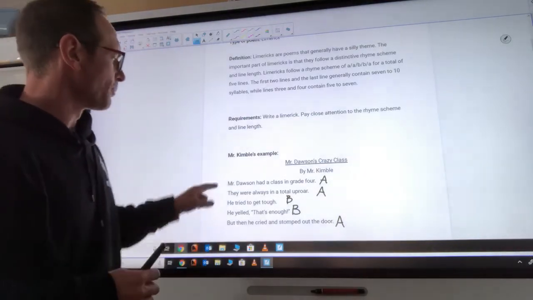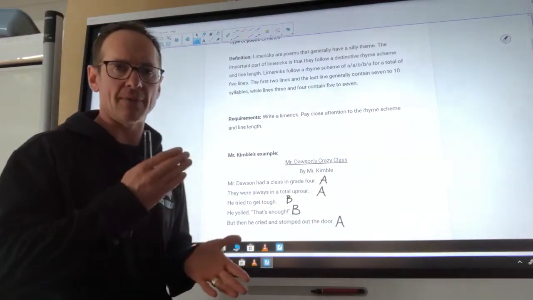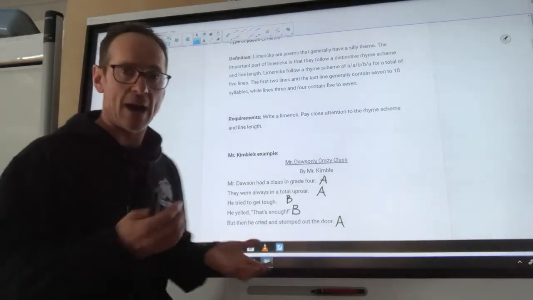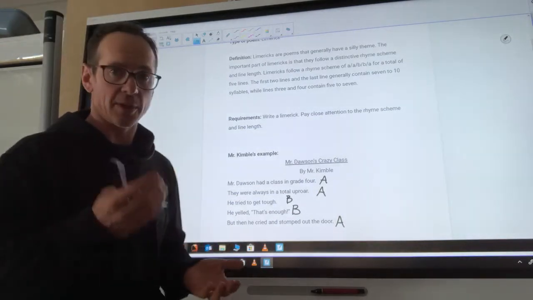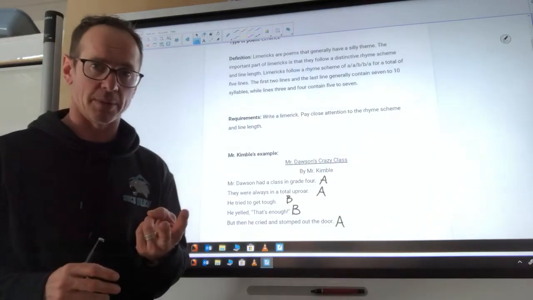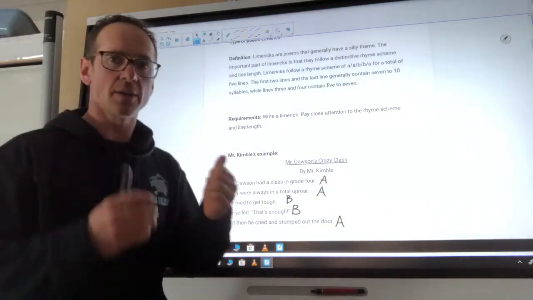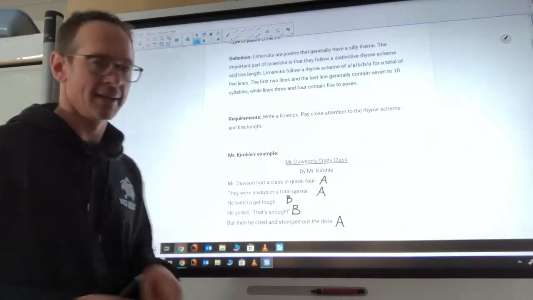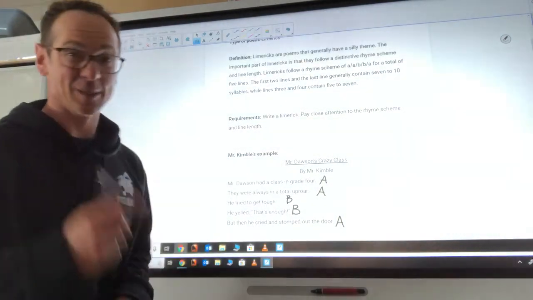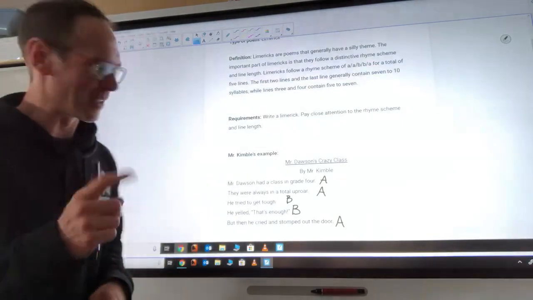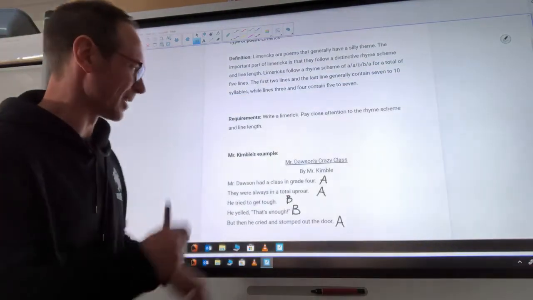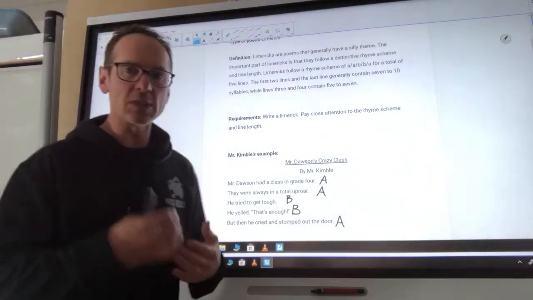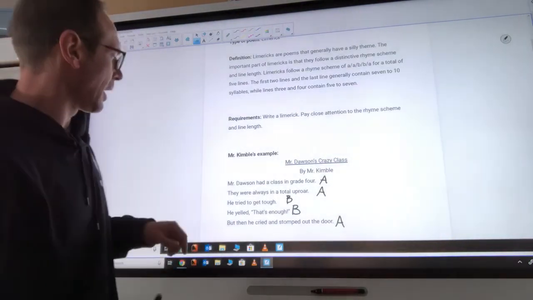Now, a syllable is what we get when we have a different sound within a word that contains a vowel, right? So Mr. would be Mr., 2 syllables. Dawson, 2 syllables. Had, that's 1 syllable. Class, that's 1 syllable. In, that's 1 syllable. Grade, that's 1 syllable. And for, that's 1 syllable also. So it's those beats within a word, right?